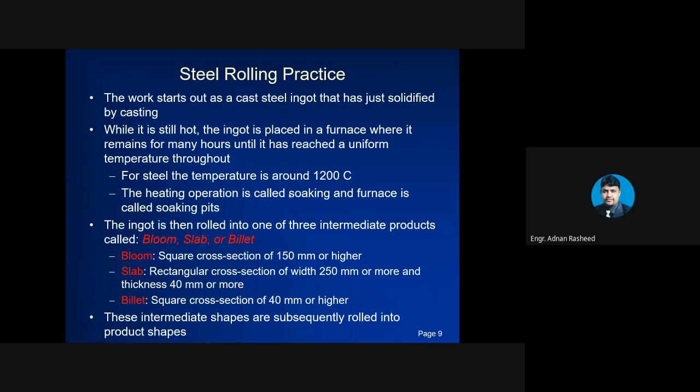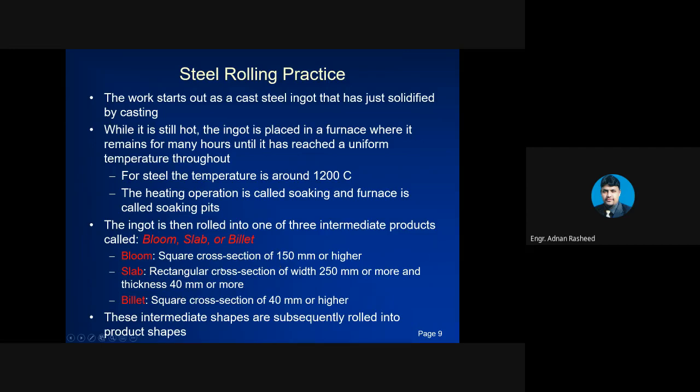So the word ingot is used here for certain shapes. Once you get ingots through the casting process, the ingot is rolled into one of three intermediate products: bloom, slab, or billet. Now, what is a bloom? A bloom has a cross-sectional area of 150 millimeter or higher. So the minimum is 150 millimeter and it can be higher, but the cross-section will be square. A slab is a rectangular cross-section with width of 250 millimeter or above and thickness of 40 millimeter.